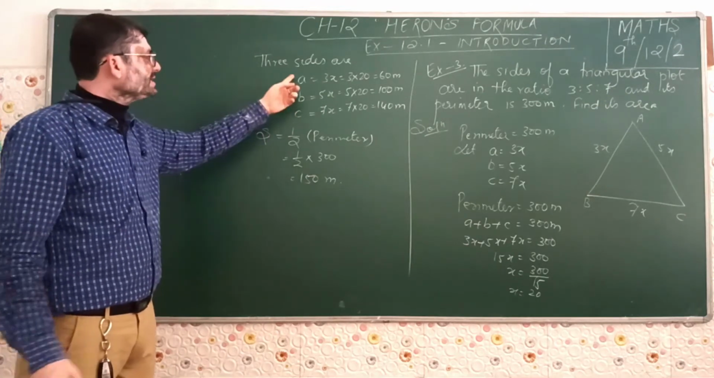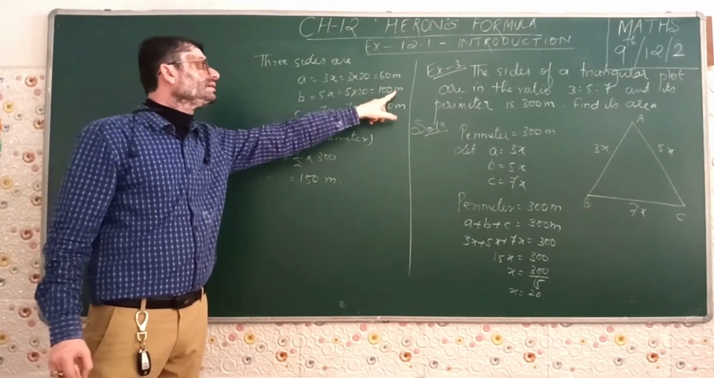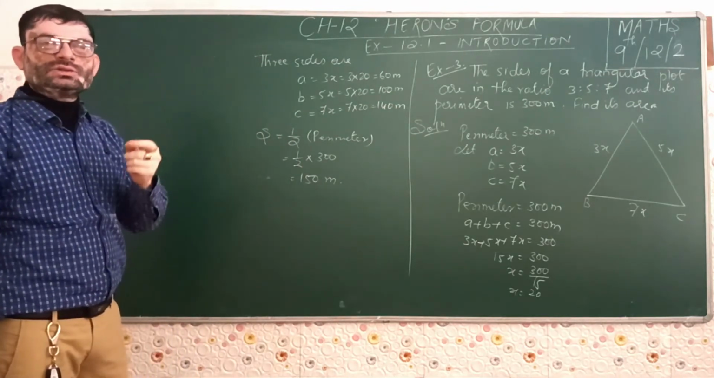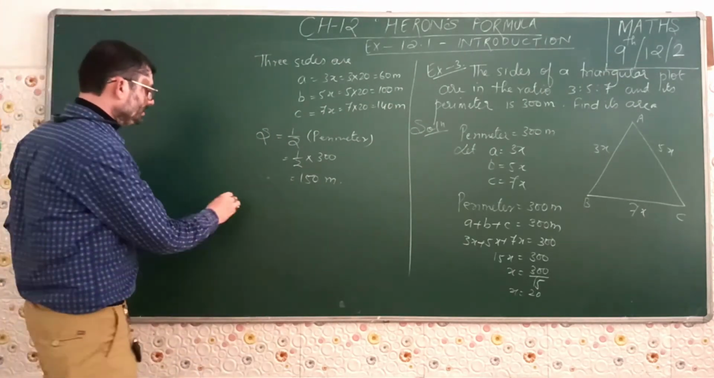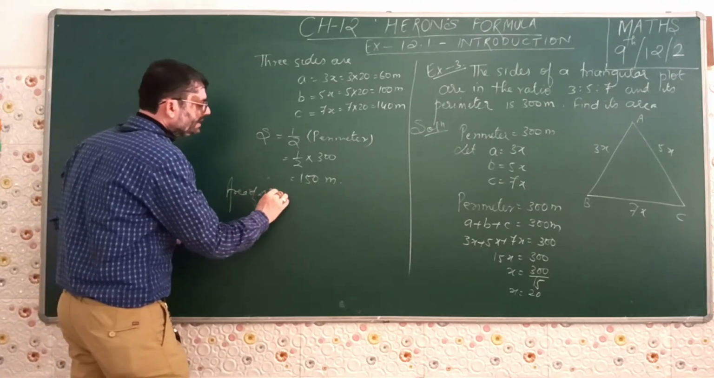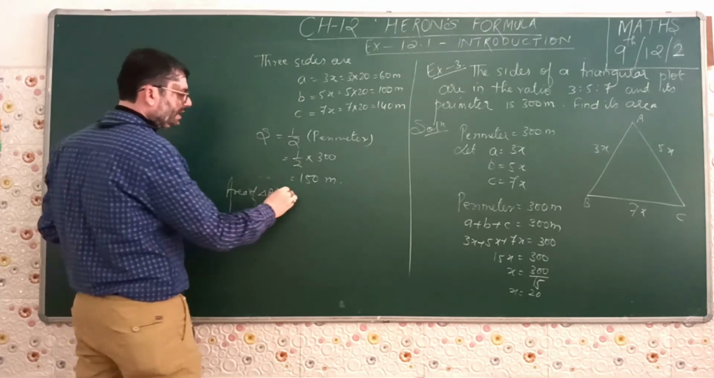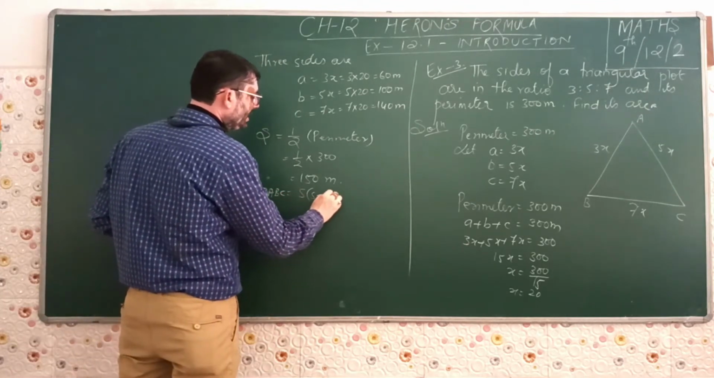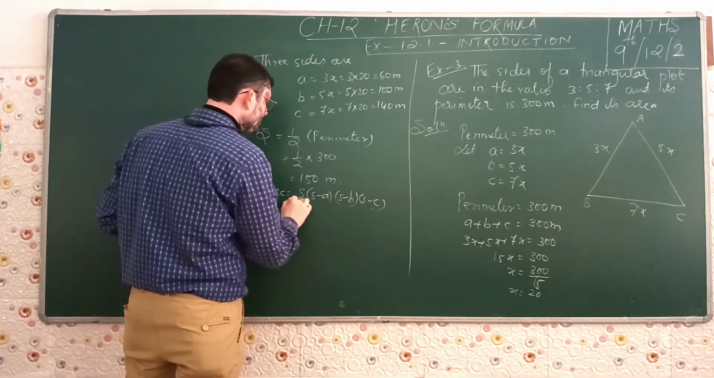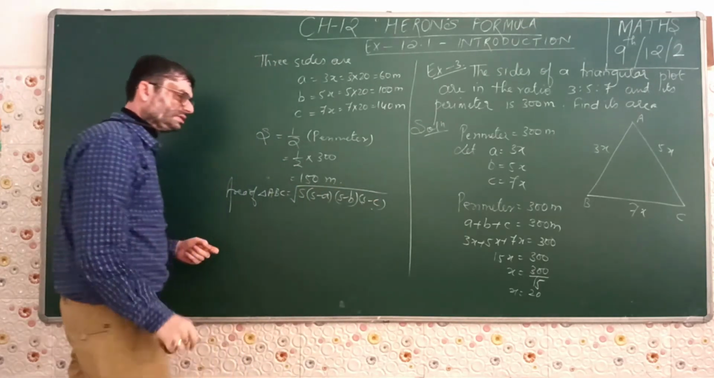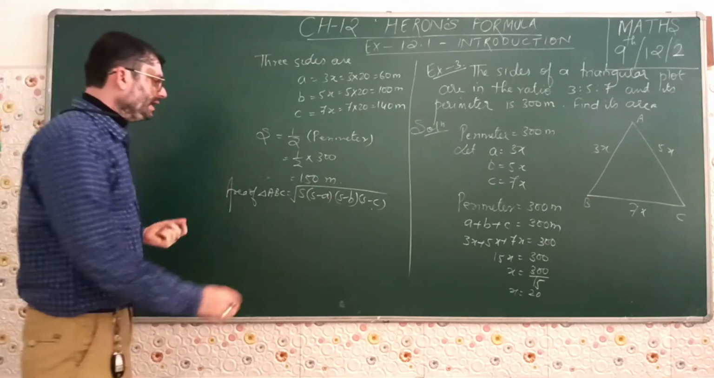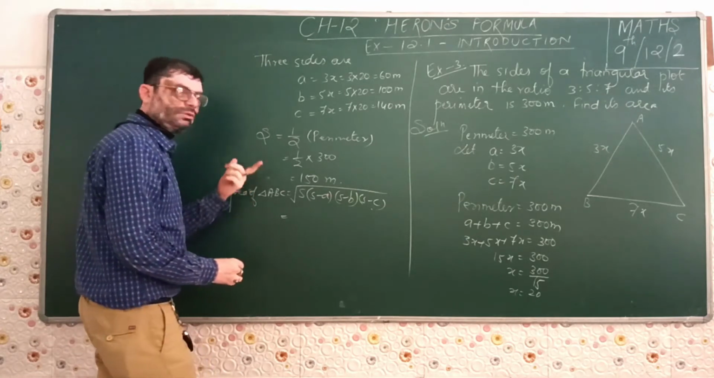We know the three sides A, B, C as 60 meters, 100 meters and 140 meters, and we will now move to find the area using Heron's formula. So this is the area of the triangle that we have taken, say ABC, and that is given by the formula square root of S into S minus A, S minus B and S minus C. Substituting all the values of S, A, B and C and simplifying, we get the area of the required triangle.